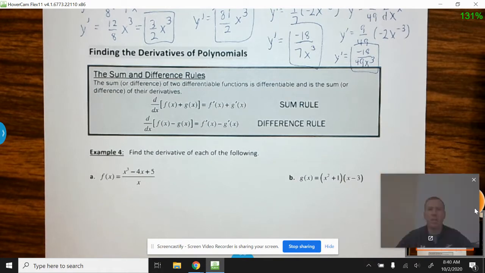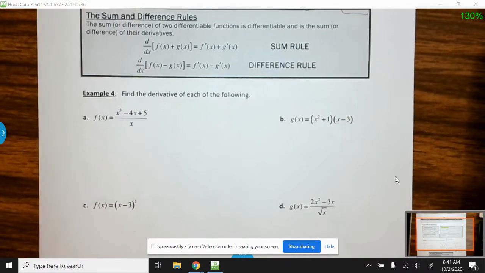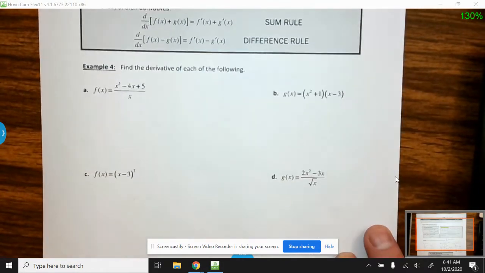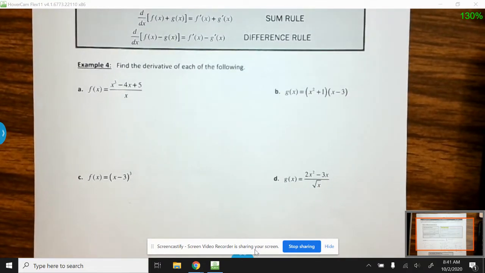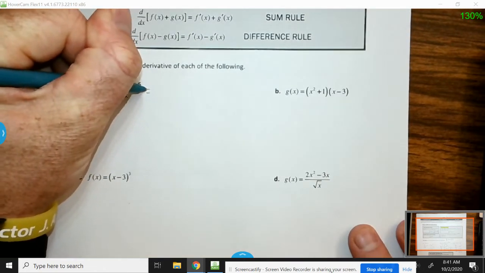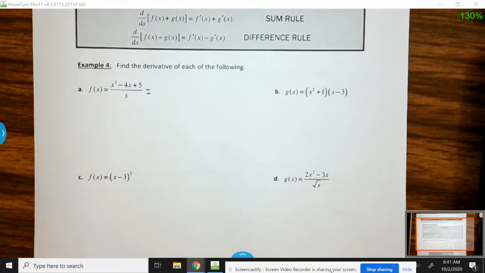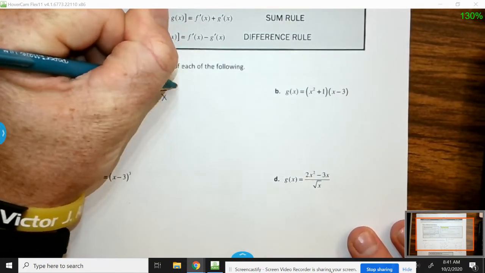Okay, so let's go ahead and solve some problems and apply some things today. All right, find the derivative of each of the following. Now, looking at A, B, C, and D, the thing that I'll say is, if we're going to use the power rule, we should first set ourselves up to make sure that it's easy to apply the power rule. Later on, we'll show you other ways you could possibly look at these problems. But for right now, we're going to rewrite this, right?